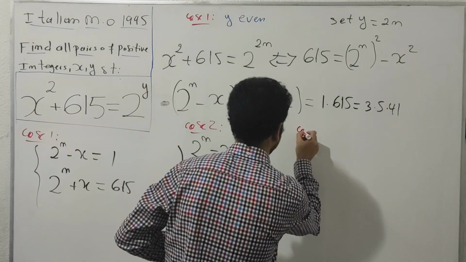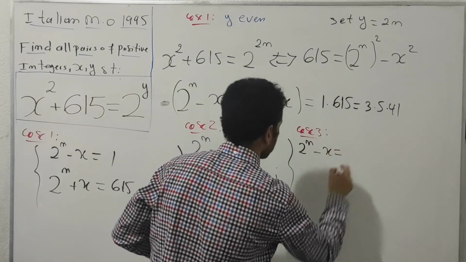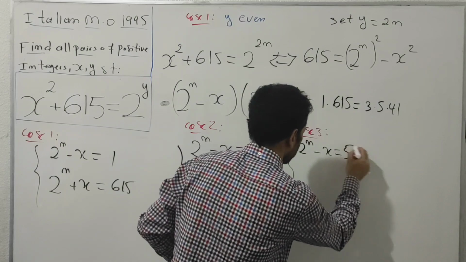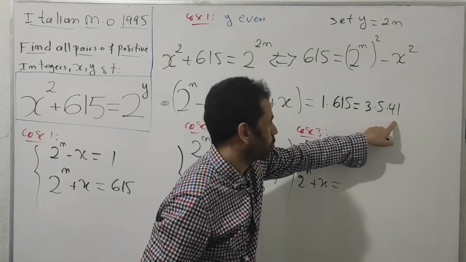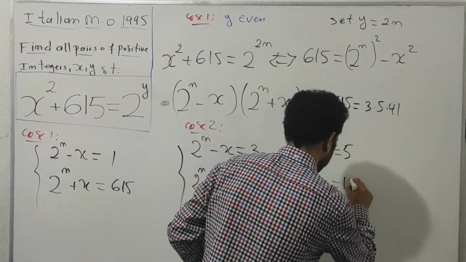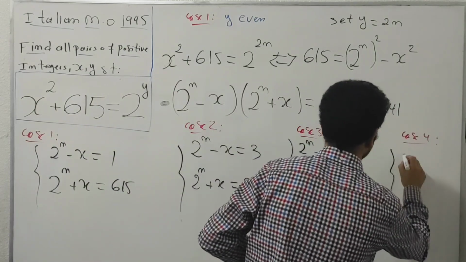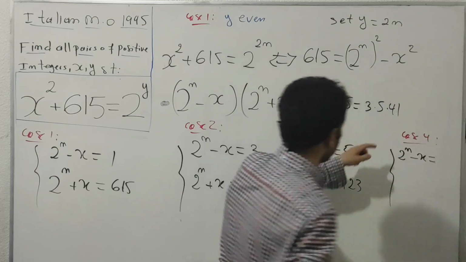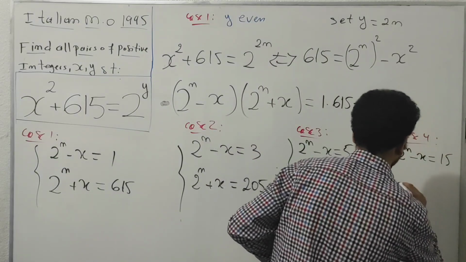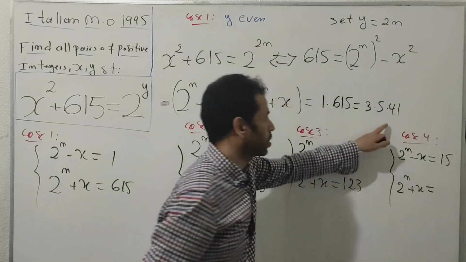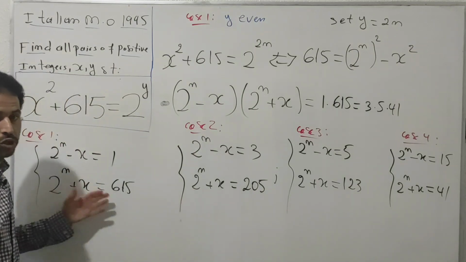For the third case, case number 3, I will have 2 to the n minus x taking number 5 this time, but 2 to the n plus x is taking 3 multiplied by 41, which is 123. For case number 4, the last possibility, I will have 2 to the n minus x taking number 15, 3 multiplied by 5, and 2 to the n plus x taking 41.